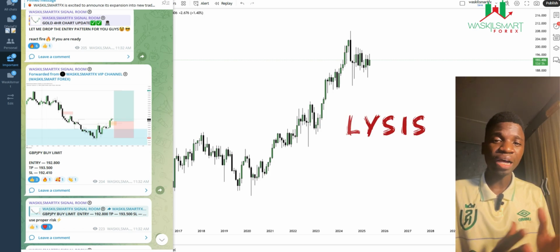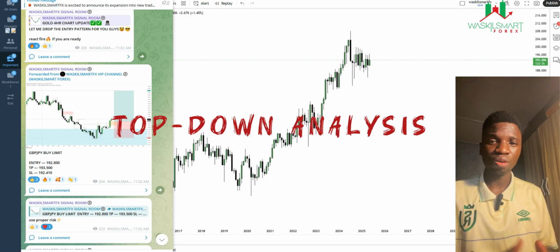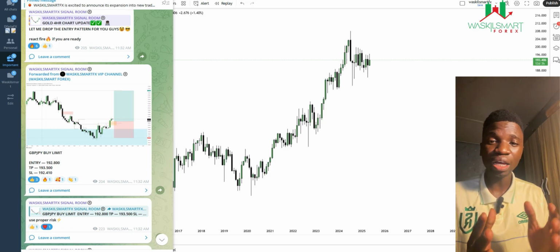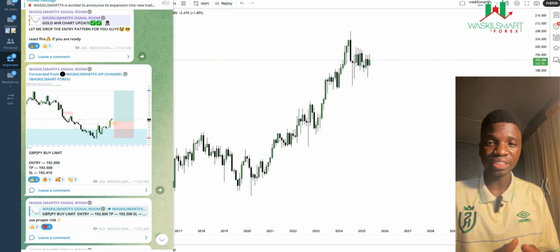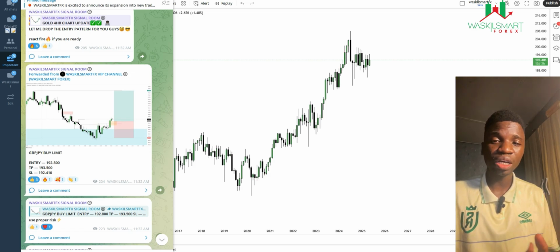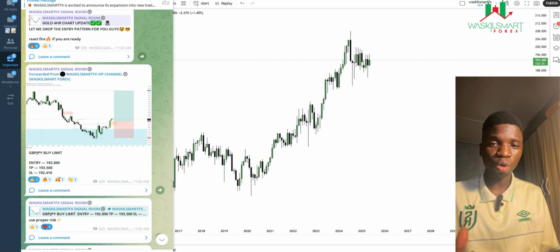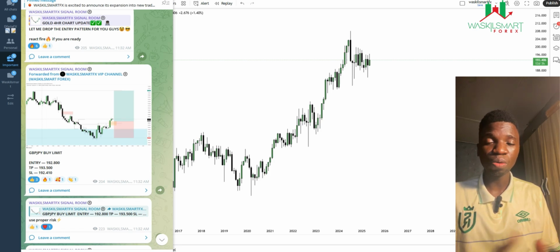But this week we'll be adding it to top down analysis, because you can't just look at the chart and be looking for patterns and everything. You have to trade from a reliable place, from a point of interest that you have seen on a higher time frame, because higher time frame has more edge than the lower time frame. The higher the time frame, the stronger the zone. So we want to capitalize on the higher time frame zone and bring it down to the lower time frame so we can have the pattern on the lower time frame.